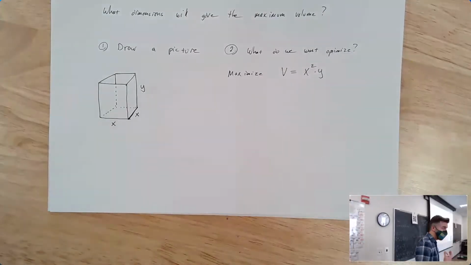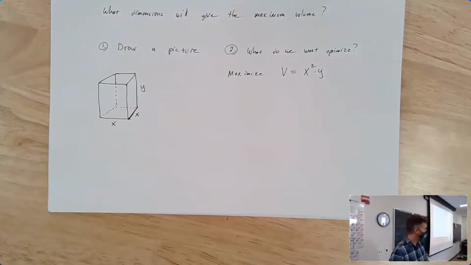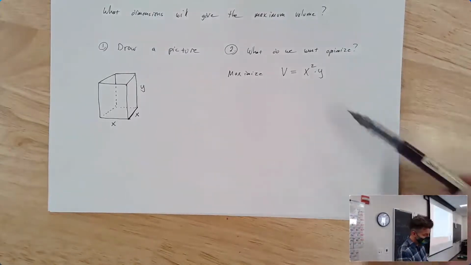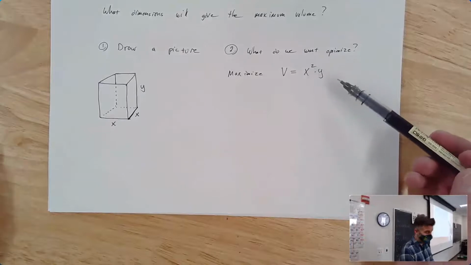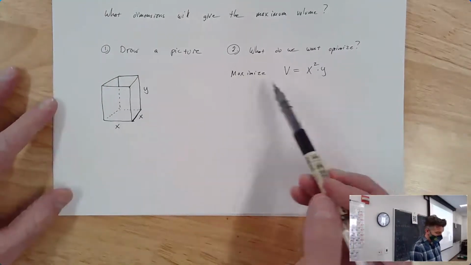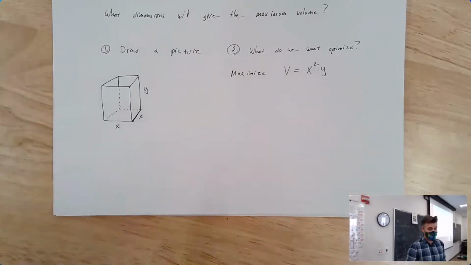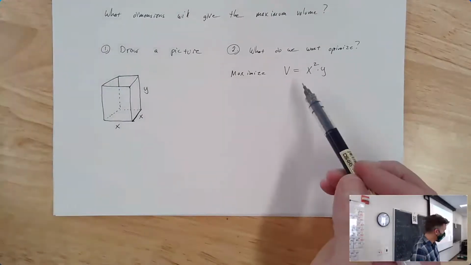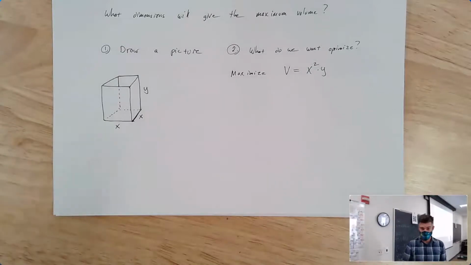Now be careful. The thing we're trying to optimize, we don't know what the maximum volume is. This shouldn't be set equal to 108. I know there's a number that we're going to use, but the thing you want to maximize, you almost never know what it's actually equal to. It's just some function that you're trying to make as big as possible.